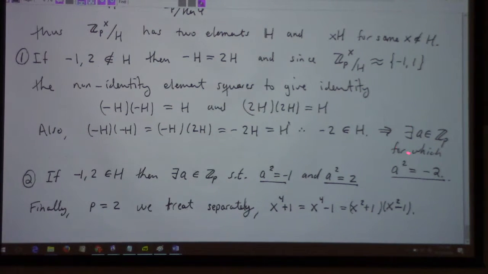So a squared is equal to -2, and on the other hand, if -1 and 2 are in H, then there exists an a in Z_p such that a squared is equal to -1 or a squared is equal to 2. So in all possible cases, you have an element which fits one of case 1, 2, or 3, and consequently we can factor x to the fourth plus 1. It reduces mod any p.